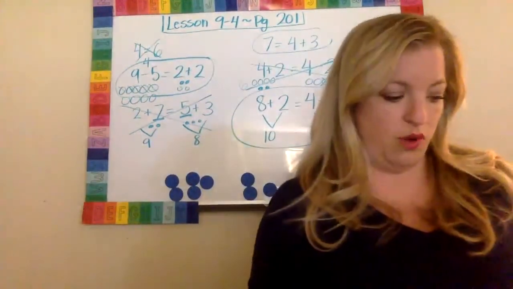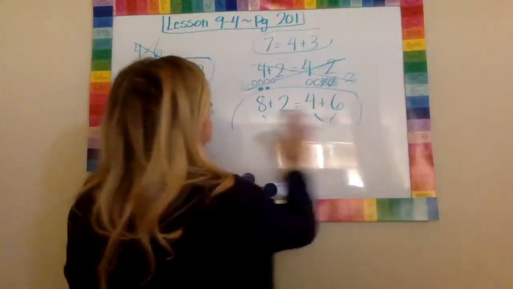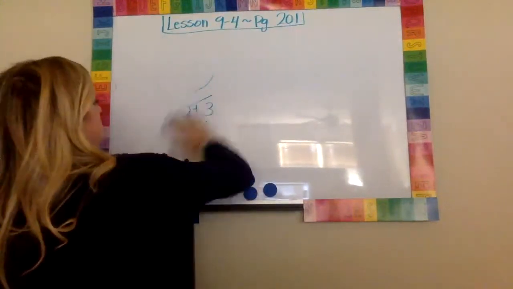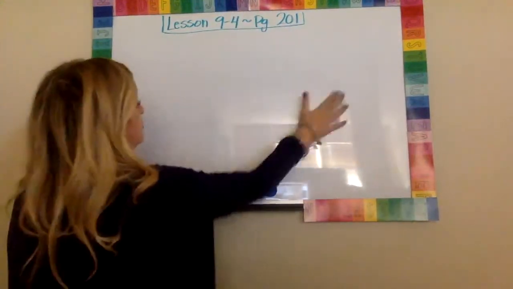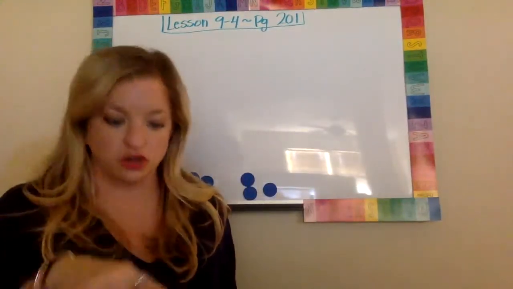Number 3, oh wow, this is a word problem. We've been working hard on these. The first thing you need to do when you come to a word problem that you don't know is, what is it? Circle the numbers. You're gonna circle the numbers.